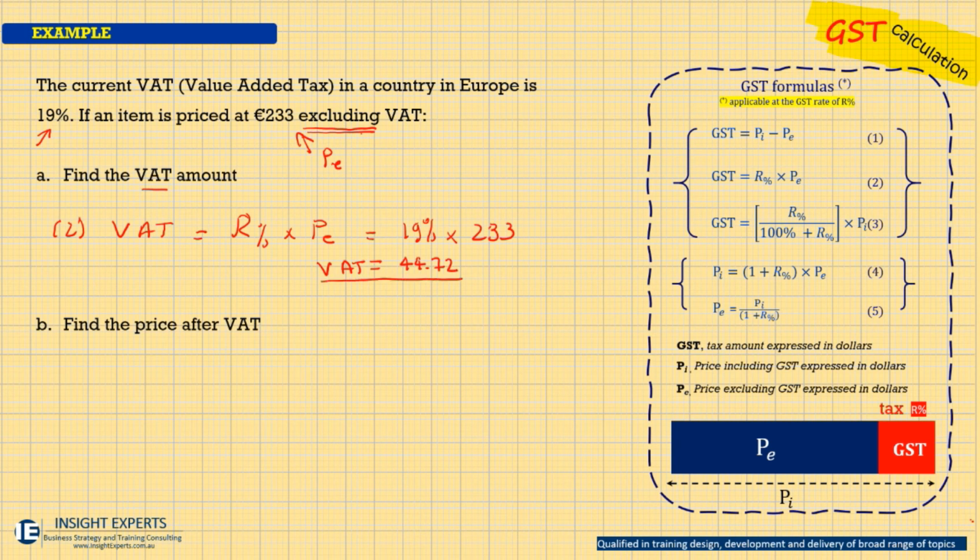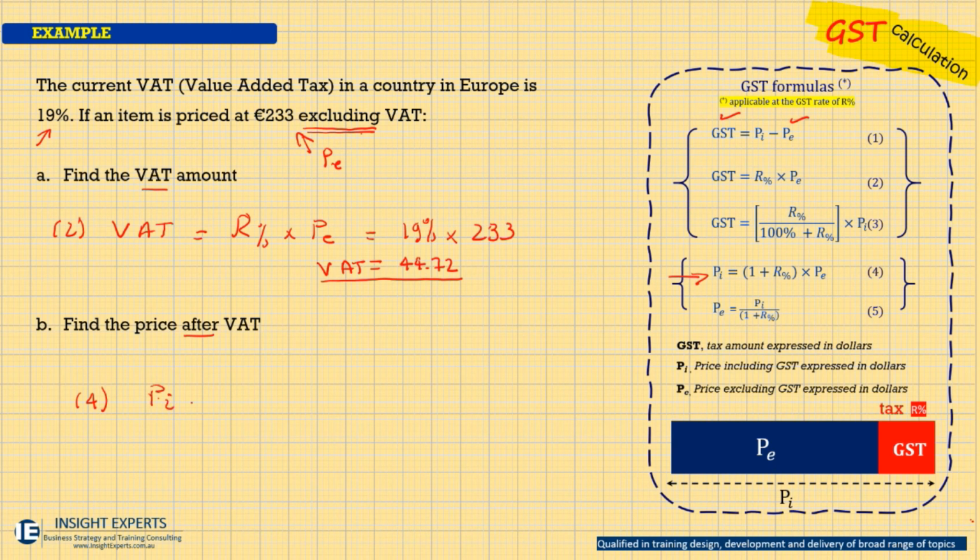Now, question B, find the price after VAT or after tax. A number of ways of doing it. You could use, for example, equation number 1, because we have PE and GST, but to just take it a little bit further, probably we'll go with equation number 4, which is another way of calculating the price after tax.